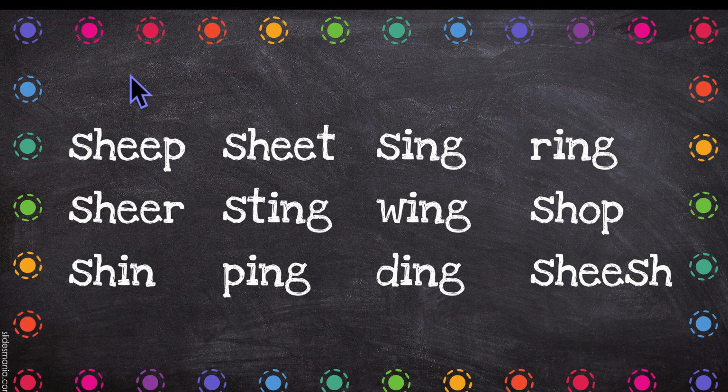Let's practice our new sounds with some real words. When I point to the word, you sound it out. Say it slowly and then say it fast. Sh, eep. Now say it fast. Sheep. Say it slowly and then say it fast. Sh, eat. Sheet. S, ing. Sing. Ing. Ring.